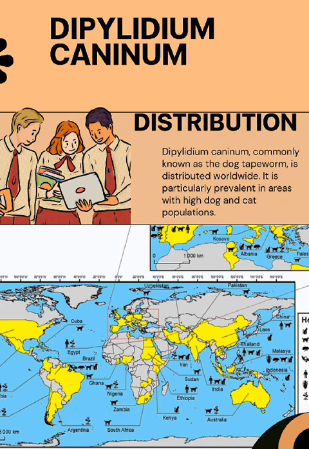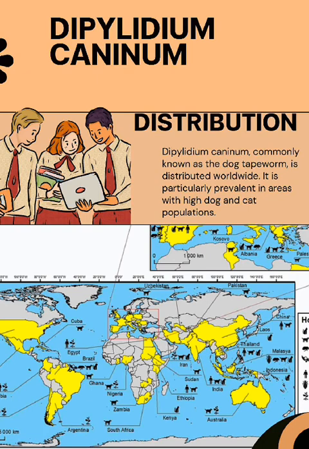Dipylidium caninum, commonly known as the dog tapeworm, is distributed worldwide. It is particularly prevalent in areas with high dog and cat populations. The countries that are very affected by the caninum have been documented in North America, South America, Brazil, Europe, the Middle East, Iran, Russia, Asia, particularly in China, Africa, and Nigeria. There is no specific number of this case, and if you think about it, it is a worldwide problem.